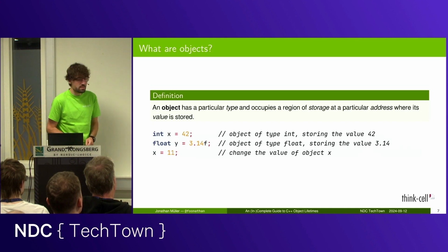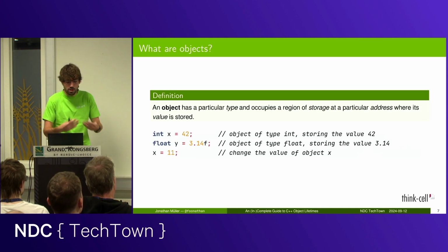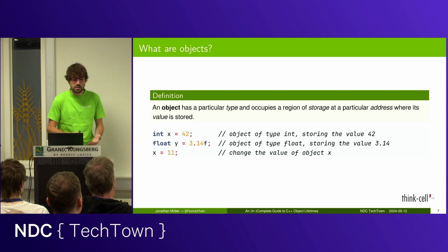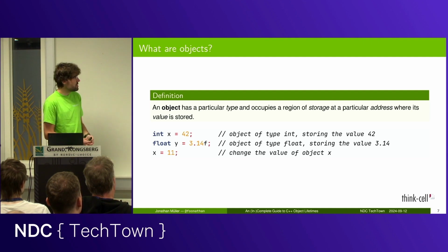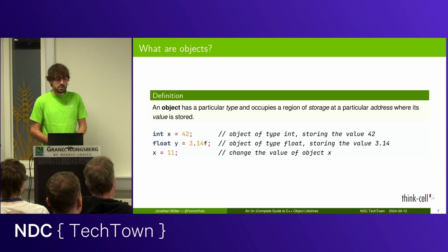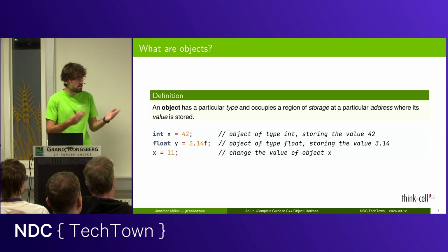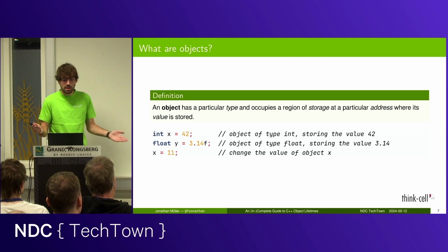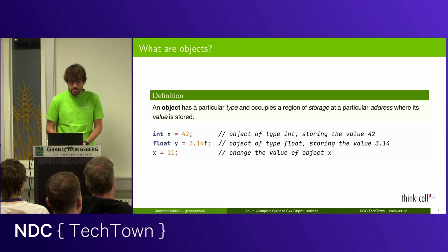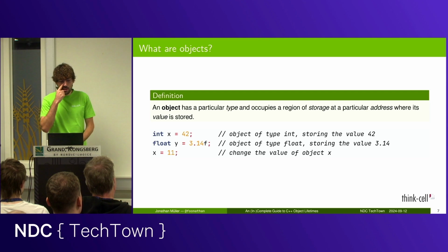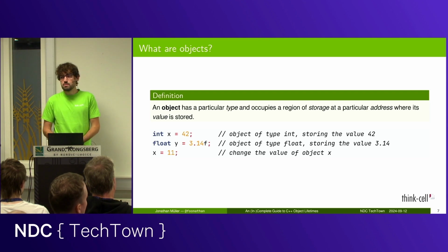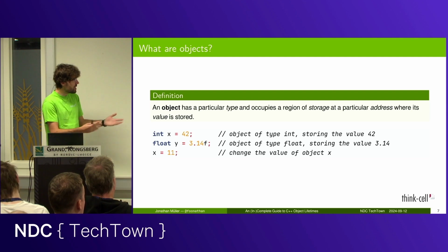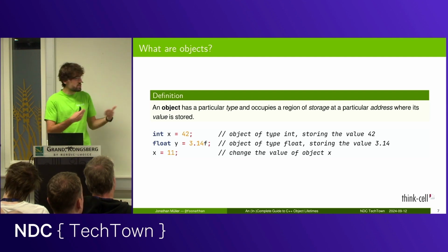And now an object is simply something that has a particular type, occupies a region of storage at some address, and contains a value. So here we've got a couple of objects. The first object is called x and has type int, and it currently stores the value 42. So it lives at some address where it occupies some bytes, and those bytes will, if interpreted as an int, will be 42. The second object is a float y. It currently stores 3.14, and then in the last statement we can change the value of the object. So we still have the object, we just change the bytes to now store a different datum, which now represents 11.